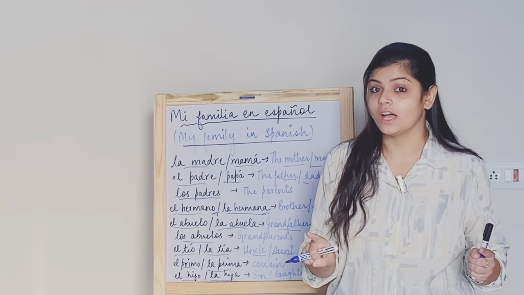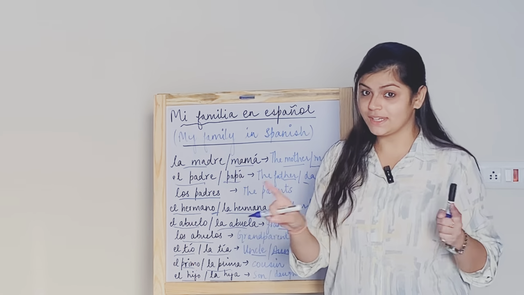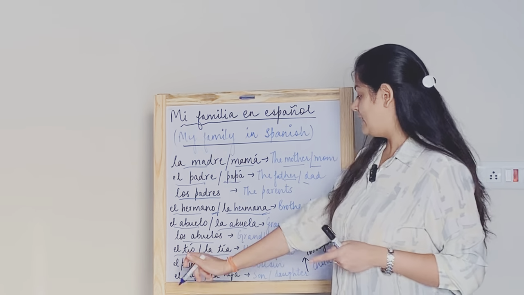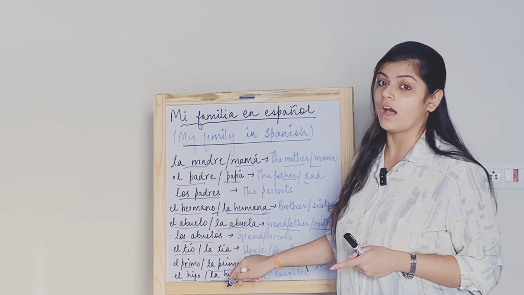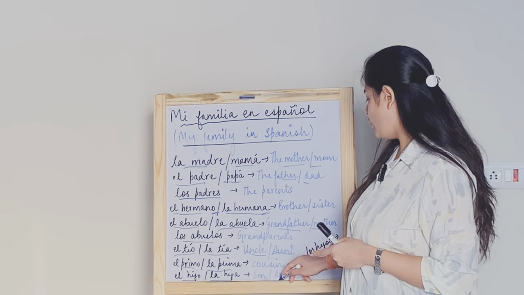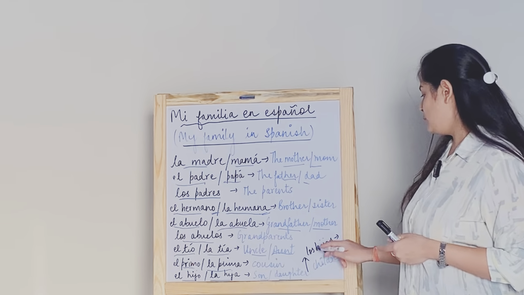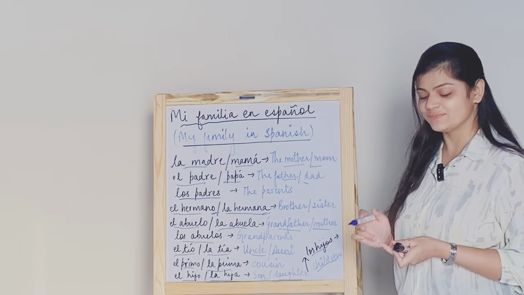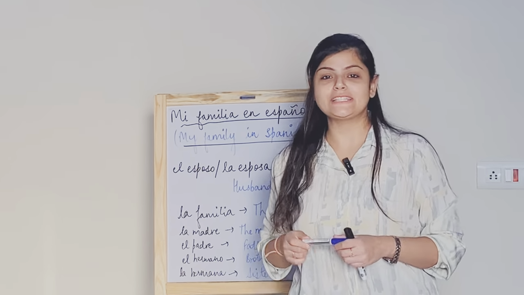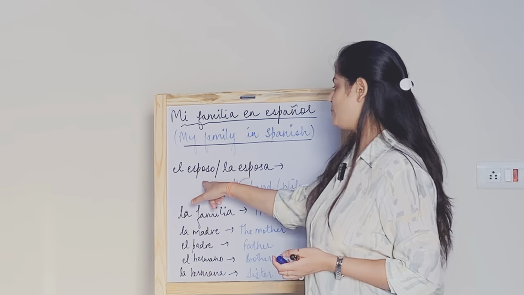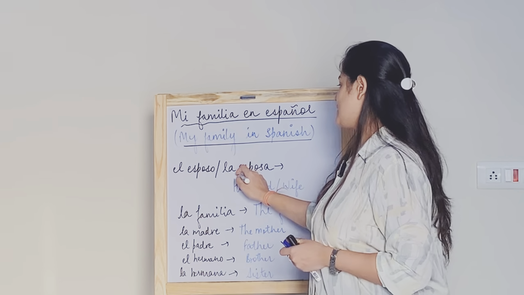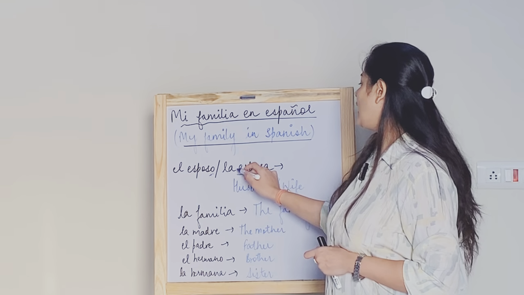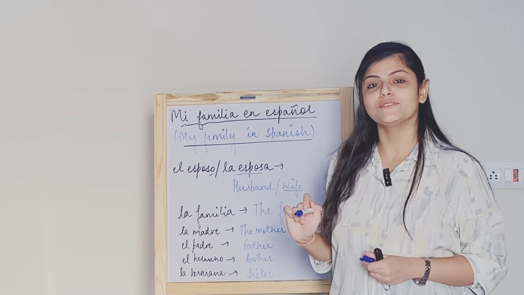Hija, not hija. H is silent. Hijo, hija. For son or daughter. And collectively we say los hijos for children. Let's move forward. Okay, the last one we have is el esposo o la esposa. El esposo for husband and la esposa for wife.